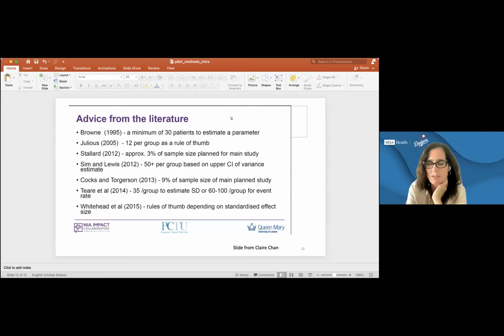Let me share my screen again to show you this slide from Claire Chan's talk. Can you see this advice from the literature slide? These are the papers she cited that were talking about the rule of thumb for sample size. And I'm curious, David and Ram, do you agree with these numbers?